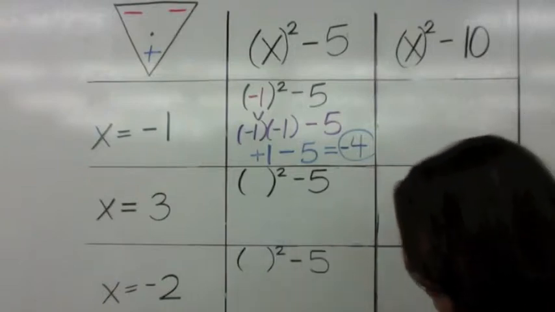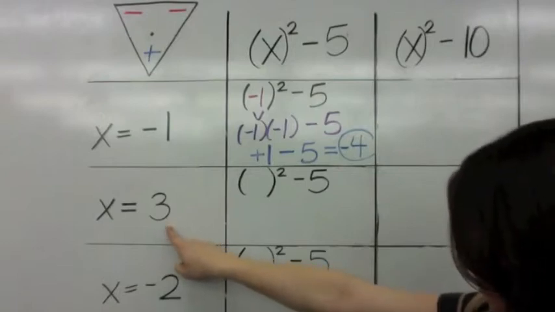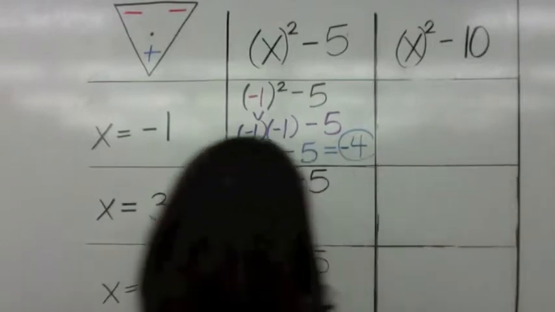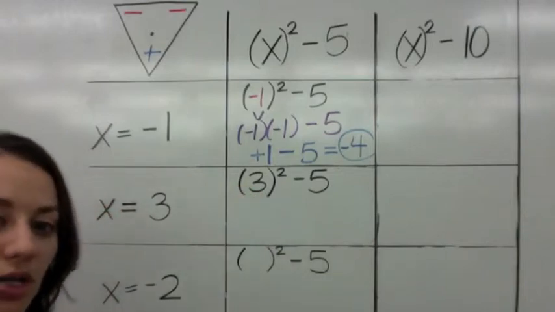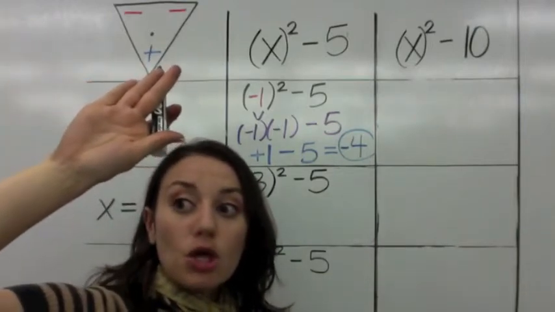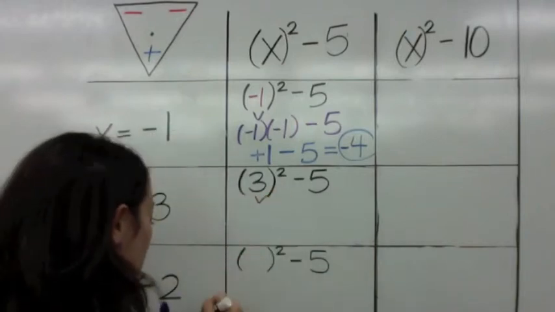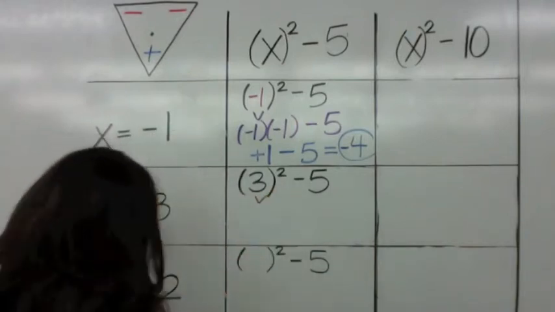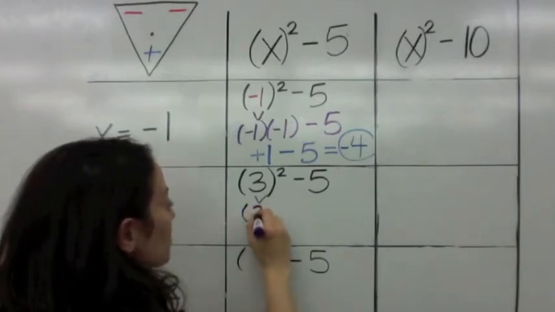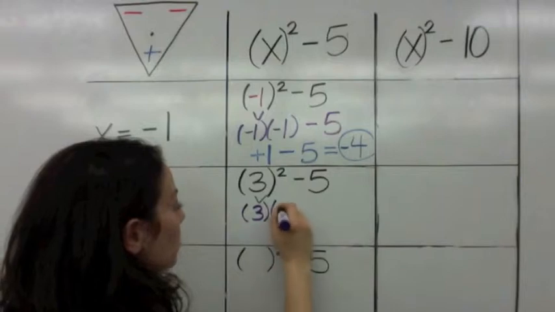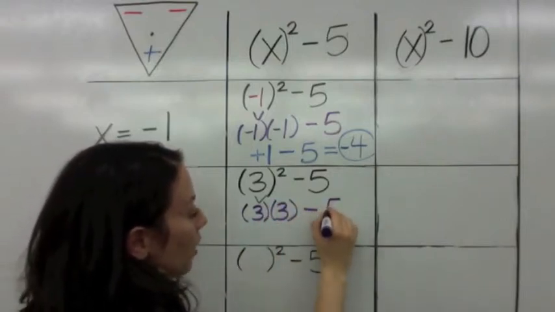Okay, next one. Now we're going to plug in a... what is this? It's a positive 3, right? All right. Now we should remember what 3 squared is. Who knows what 3 squared is? It means 3 times 3. Very good. So you put a little v and say, look, I know that 3 squared means two 3s: 3 in parentheses and 3 in another parentheses. I'm going to multiply these together, then I'm going to subtract 5.